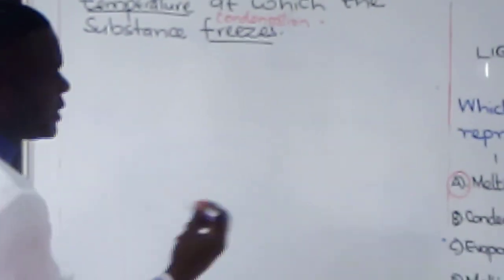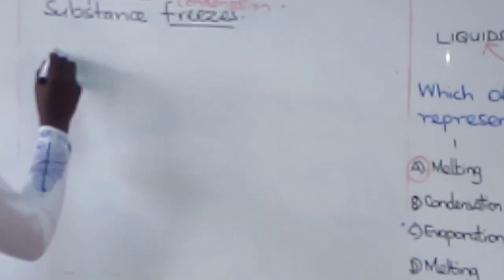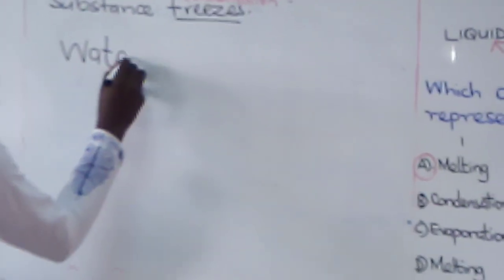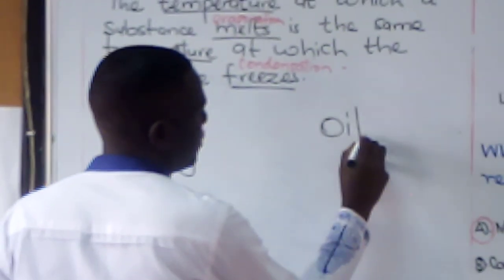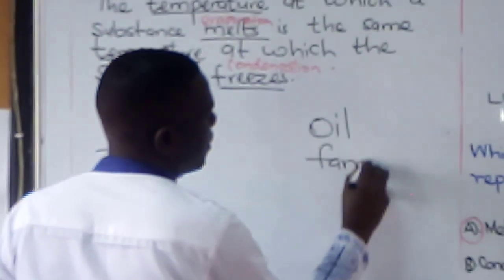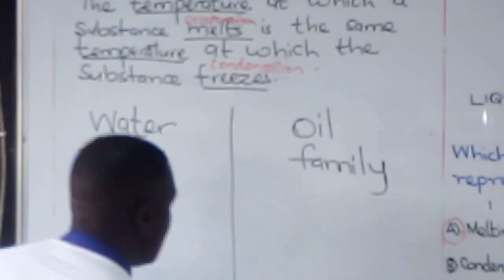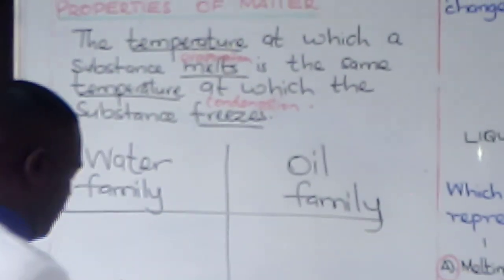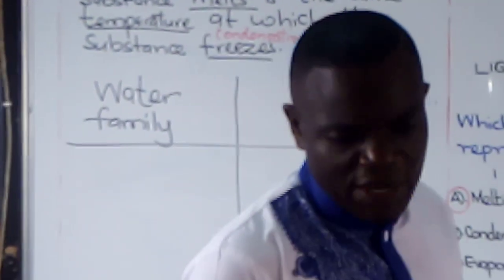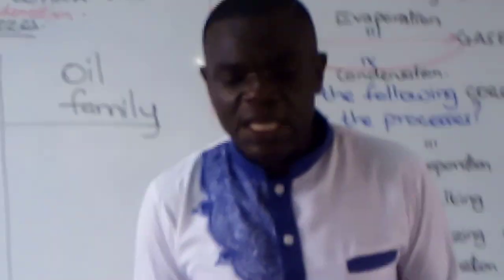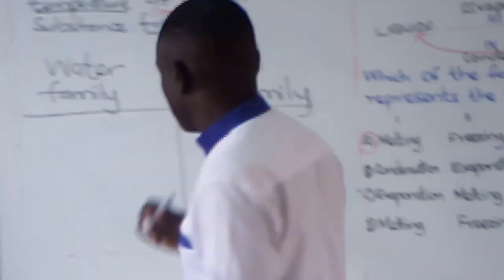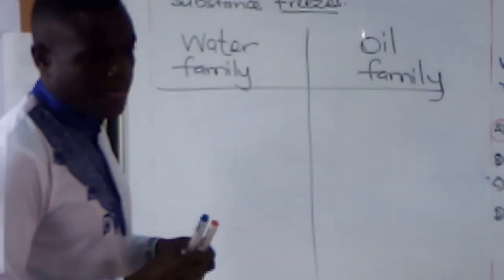Liquids are divided into 2. The water family and the oil family. Liquids are divided into 2. All water and oil family. Things like milk, spirit, water, ink, and juice. Are we together?